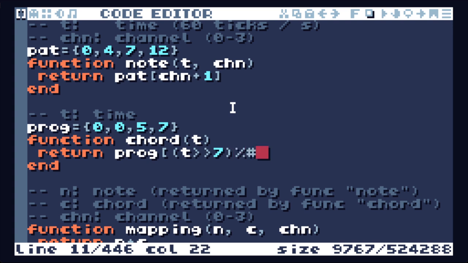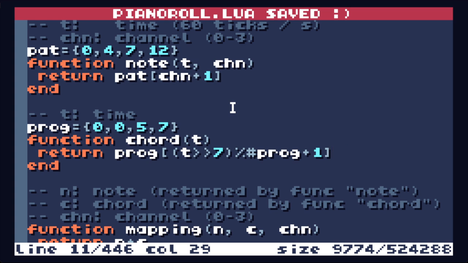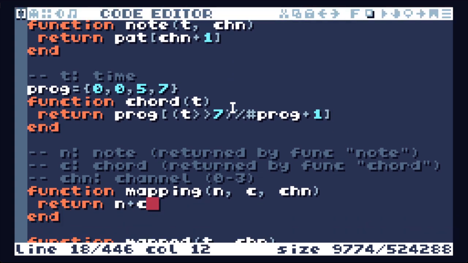Let's take a modulo of the length of the table plus 1 because Lua tables start indexing from 1. Now, there's another function called mapping here, and the purpose of the mapping is now to combine the values returned by the chord function and the note function, the N and C here, but in this case we just add them up. So we'll start later on playing with the mapping function, but for now we just add these two values up.